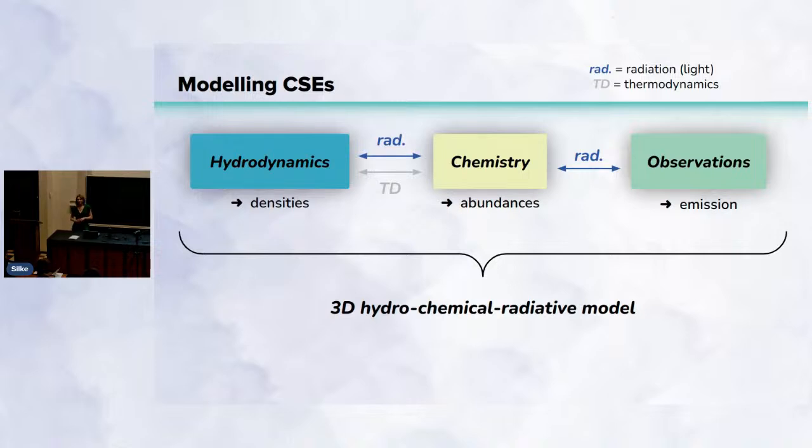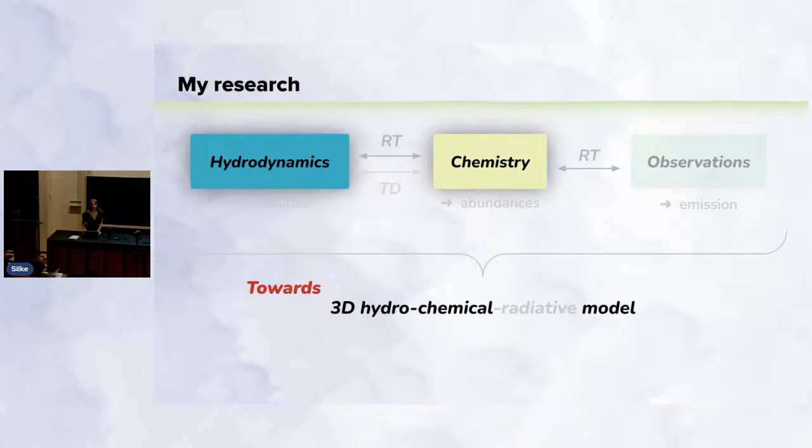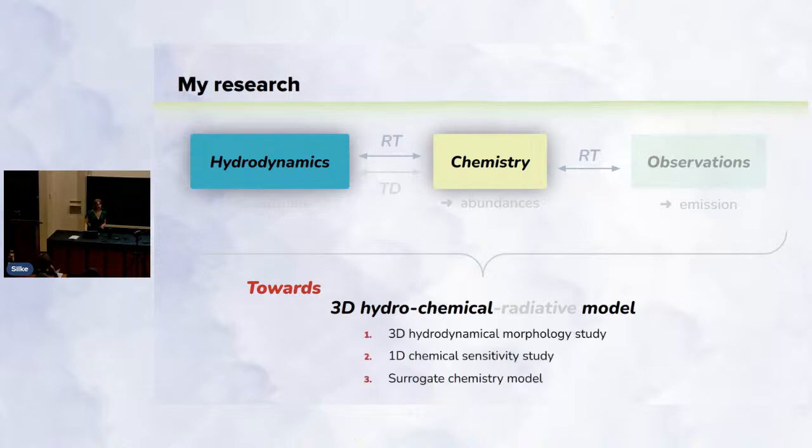I'm already saying this a bit hypothetically because it's still very much work in progress, but that's okay. That's why we do science, right? We don't want to solve everything in one day. And it was also not completely the goal of my PhD. The goal of my PhD is to work towards a part of this. So in my research, I worked towards building a 3D hydrodynamical chemistry model. So for now, ignoring the radiation still. And the way I did this is by the three projects that I shortly mentioned in the beginning, and I will now show you in a bit more detail.